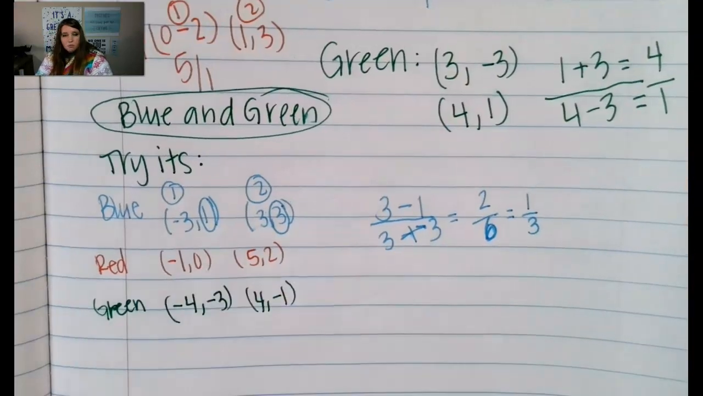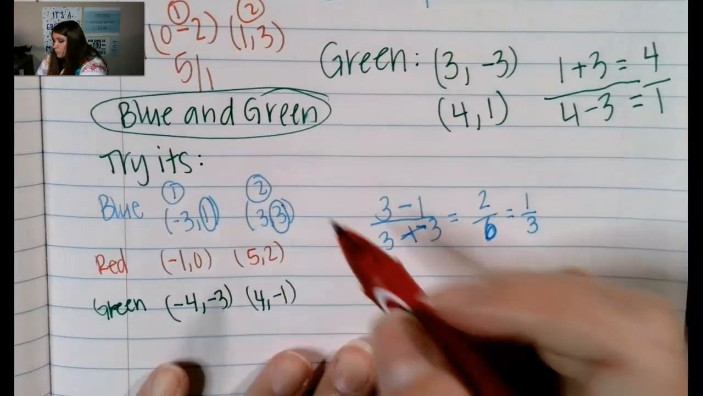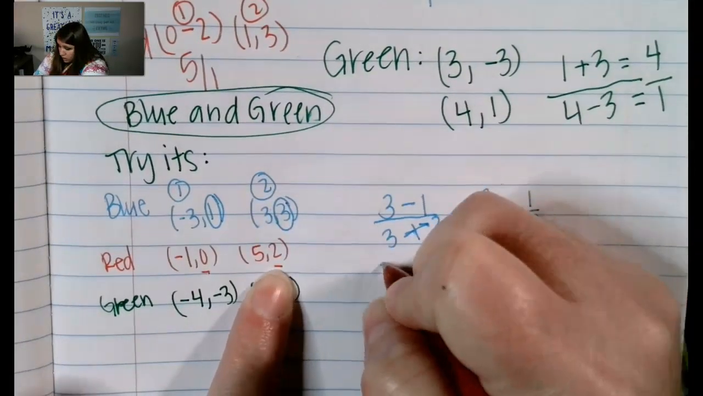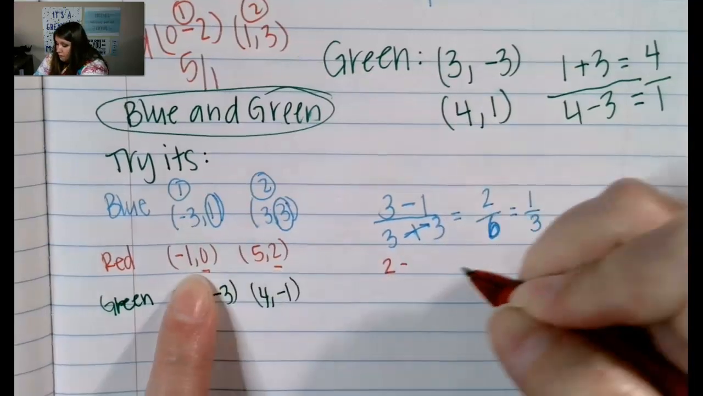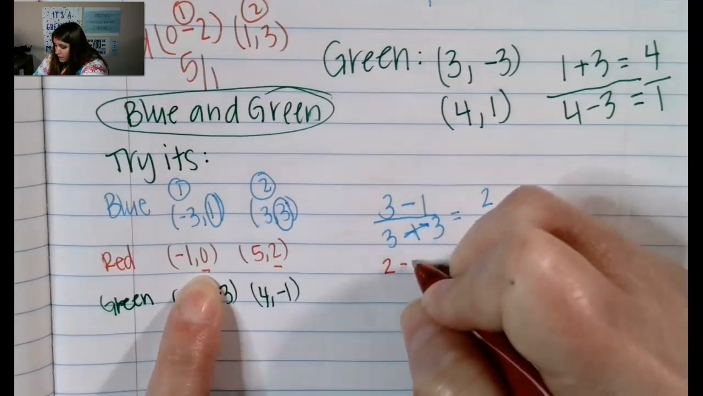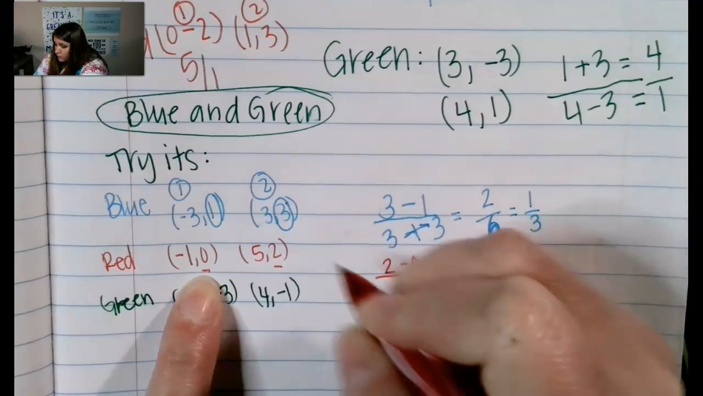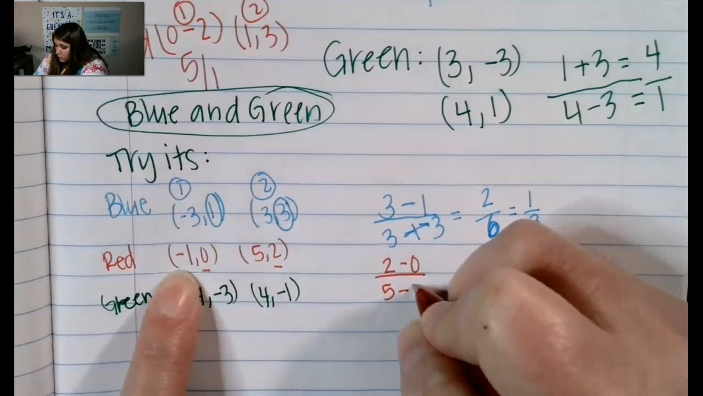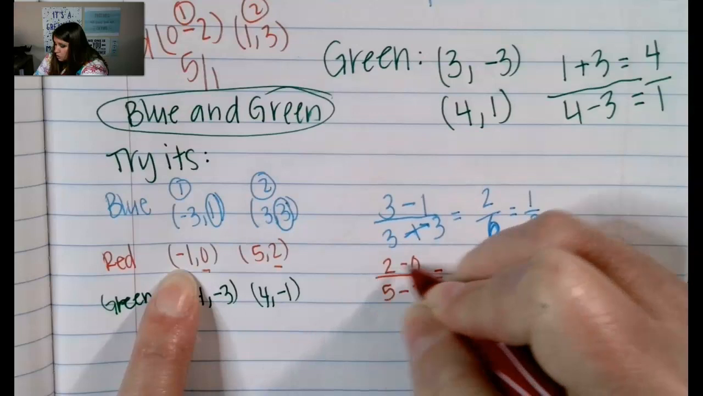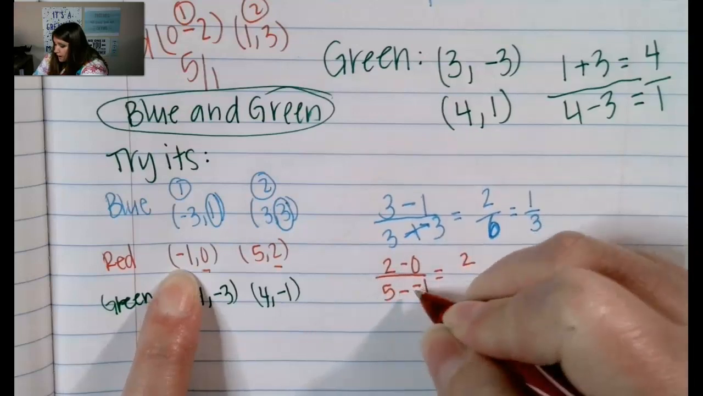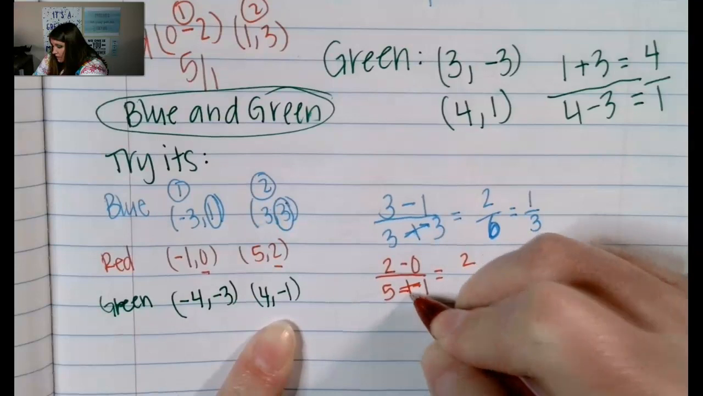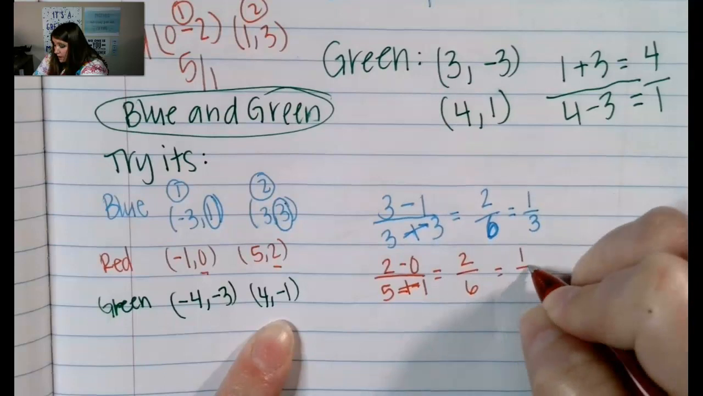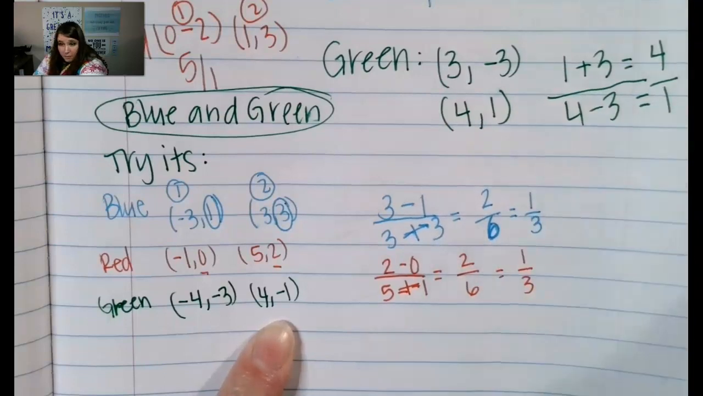Okay, let's go ahead and look at the red line. When we look at this red line, we have our y values. We're going to start with the second y value, which is 2, and we're going to subtract the first y value, which is 0, over the 5 minus our x value number 1, which is 1. So 2 minus 0 is 2. 5 minus a negative 1 is like adding, which gives us 6. Ooh, look at that. Those two are parallel already. So blue and red are parallel.